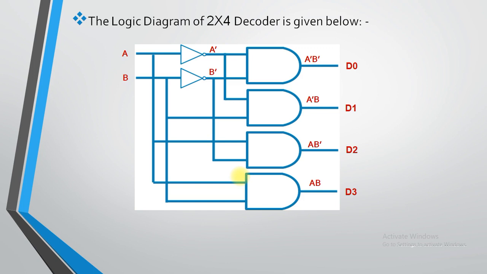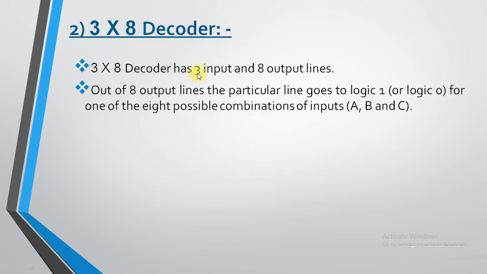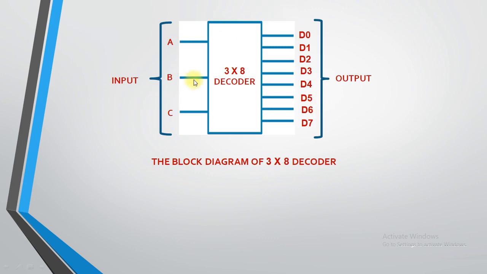Now whatever points we have discussed for the 2 by 4 decoder, the same points you need to use for the 3 by 8 decoder. To represent a 3 by 8 decoder, there are 3 input lines and 8 output lines. At a time, one output line is activated, and for 3 input variables, we need to write 8 possible combinations of input. Now the block diagram of the 3 by 8 decoder is easy.